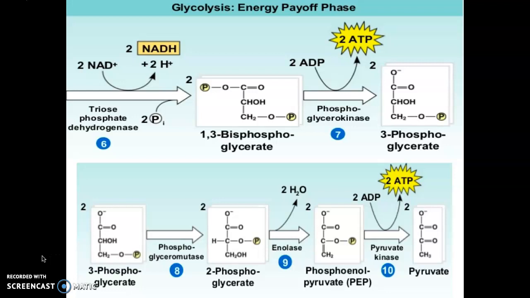In step 8, then that 3-phosphoglycerate is converted into 2-phosphoglycerate by phosphoglycerate mutase. Step 9, enolase converts that into phosphoenolpyruvate, which is then catalyzed by the pyruvate kinase to form pyruvate.